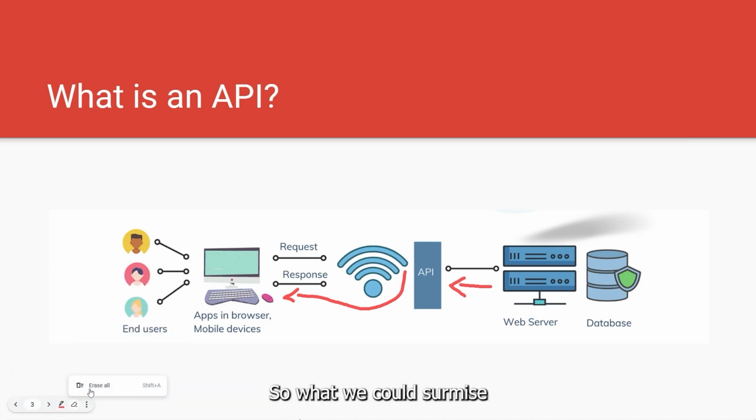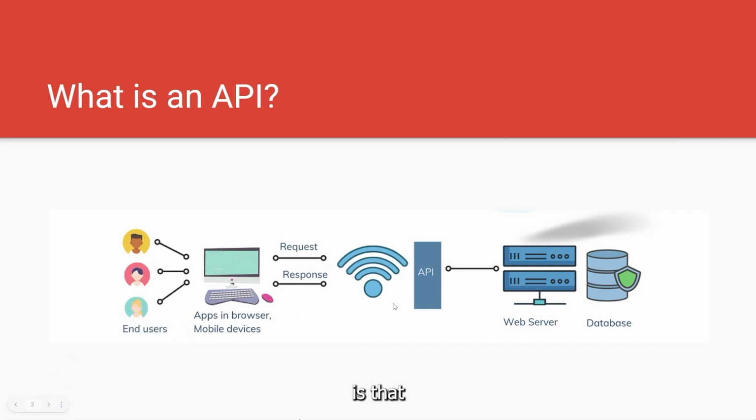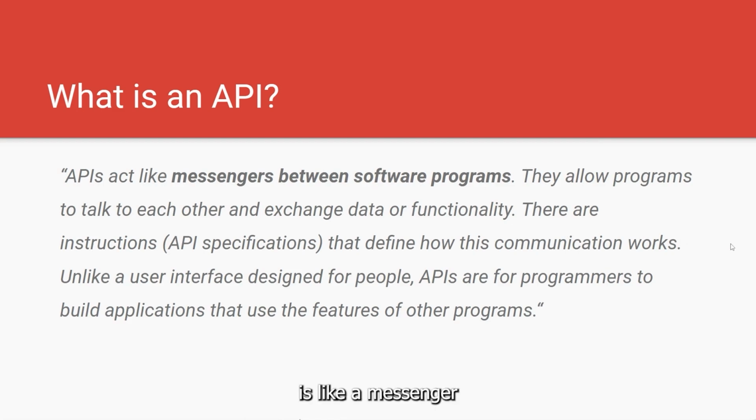So what we could surmise, or what we could conclude from this kind of analogy, is that an API is like a messenger between software programs. They essentially allow programs to talk to each other. They're like, one would say, walkie-talkies, or like communicators for the user and the web server.